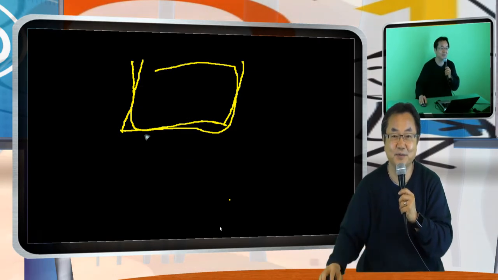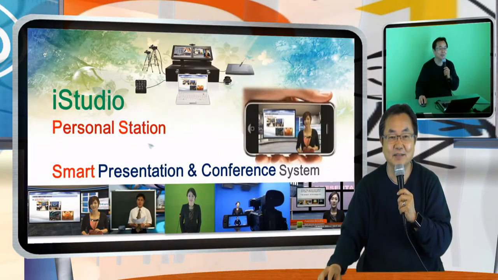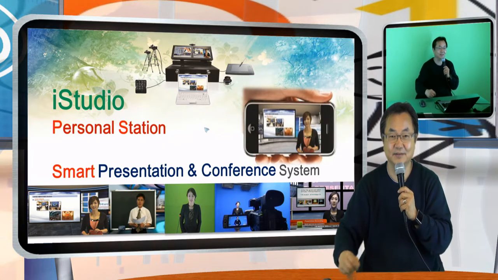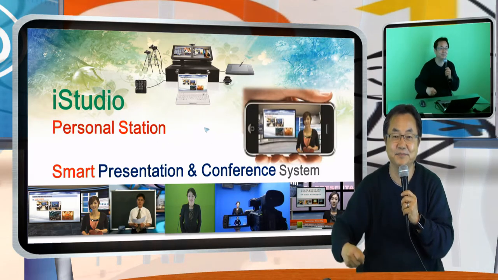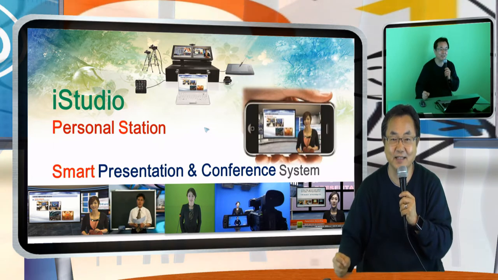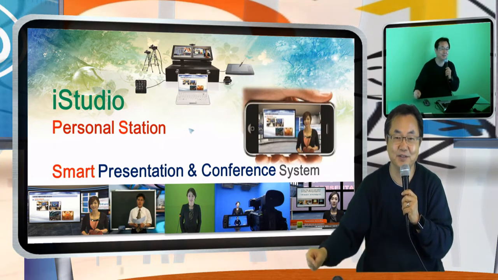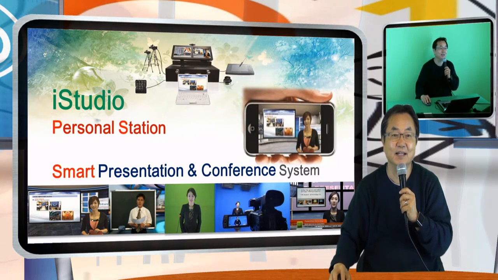All of this is real time. And all this pointer is a kind of tablet drawing and writing. We use a mouse pointer, and you can also use a tablet to show something. We call this machine IStudio, which is called a personal station.